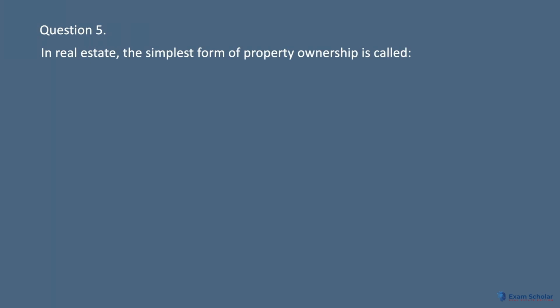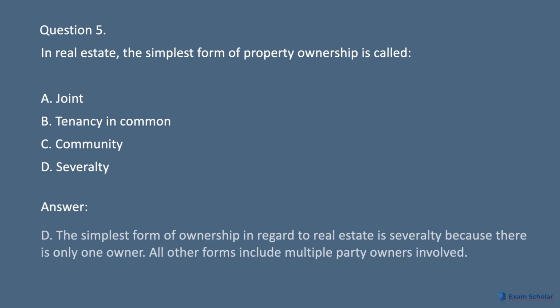Question 5. In real estate, the simplest form of property ownership is called A. Joint. B. Tenancy in common. C. Community. D. Severalty. Answer D. The simplest form of ownership in regard to real estate is severalty because there is only one owner. All other forms include multiple party owners involved.